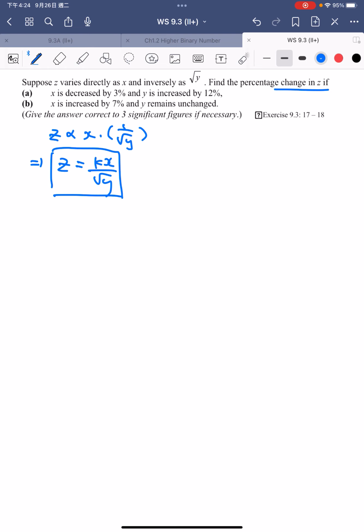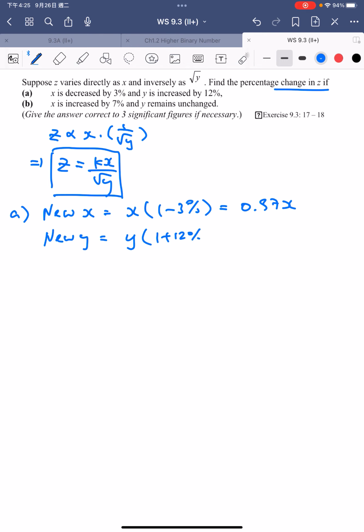For question A, x is decreased by 3%. So the new x is going to be x times 1 minus 3%, as x is decreased by 3%, which is equal to 0.97x. Then the new y is increased by 12%. We use the old y times 1 plus 12%, which gives 1.12y.